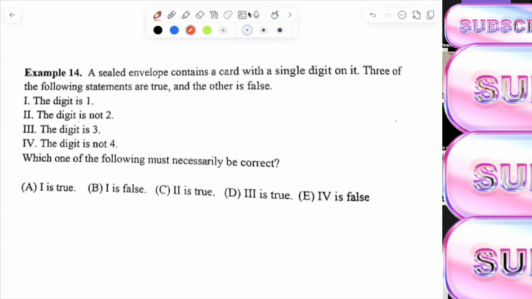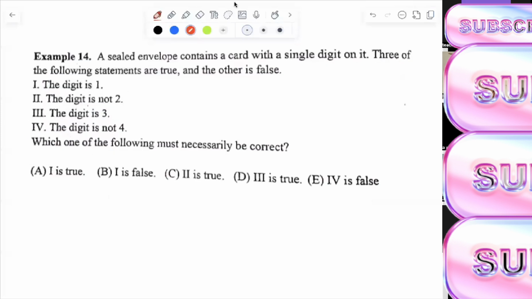So it seems like 1, 2, and 3 people so far got it, because it's accusing something that is not there. So, basically, let me go over the problem list first off. There are 3 of the following statements that are true and the other one's false. So let's take it case by case.